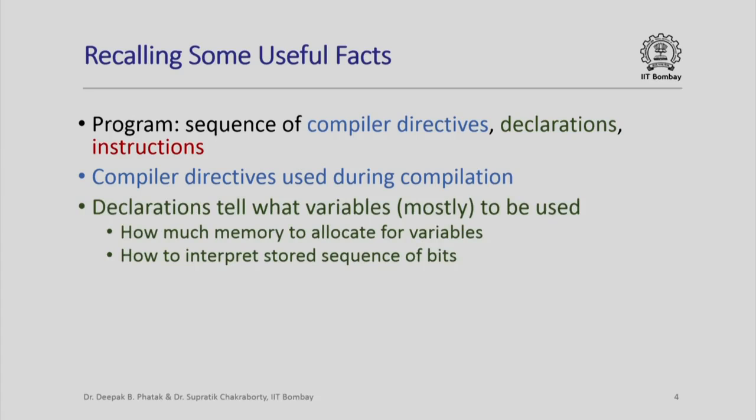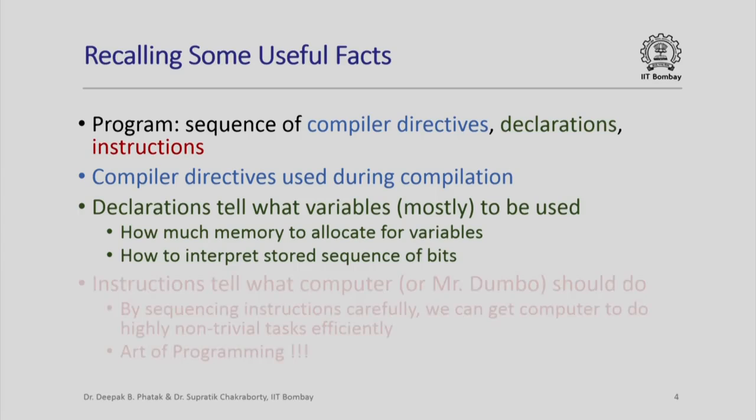Declarations tell the compiler what variables are to be used. Declarations are mostly about variables in the programs that we are going to see. A declaration tells how much memory to allocate for storing the value of a variable. For example, if a variable is declared as an integer, then 4 bytes of memory are to be allocated for it. And a declaration also tells how to interpret the bits stored in those memory locations allocated for a variable. For example, whether it is a signed integer or an unsigned integer or a floating point number, the compiler gets to know this information from the declarations.